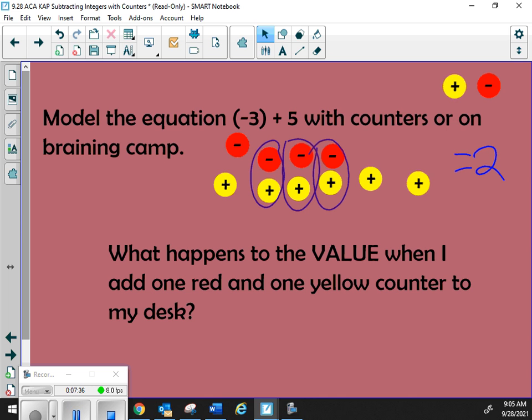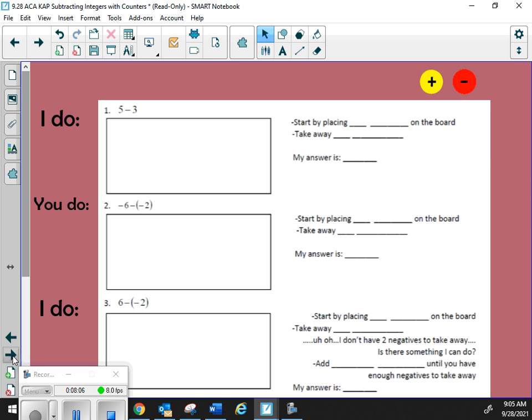Okay, what if I added another? What if I added 5? 1, 2, 3, 4, 5. 1, 2, 3, 4, 5. What does my value equal? It's still 2. Okay, so there's 0 pairs just floating around in the air. They're just there. There's an infinite number of 0 pairs out there in the world, but it doesn't change the value. This is going to be something important to keep in mind for today. So let's go ahead and hop into our notes.